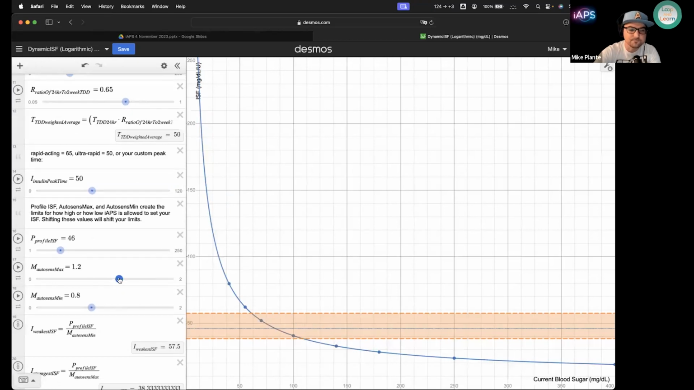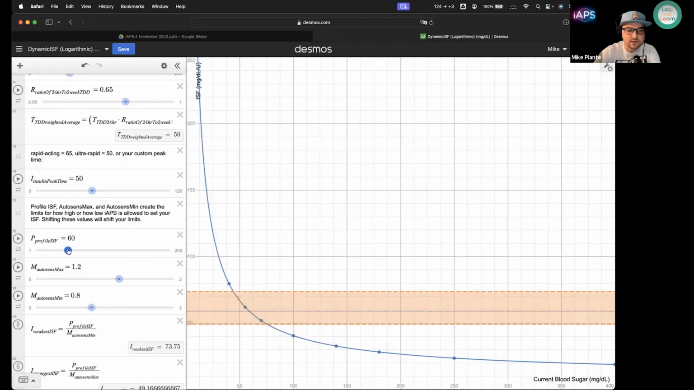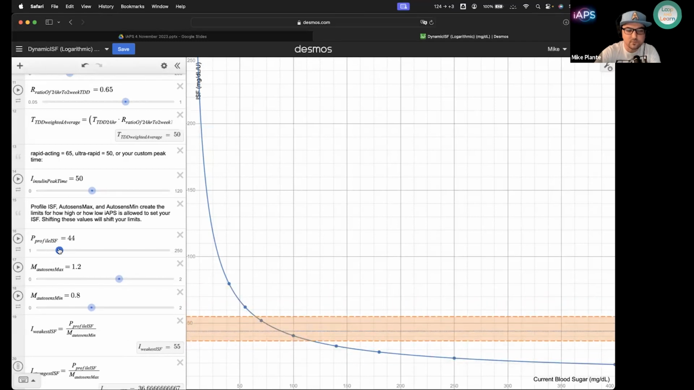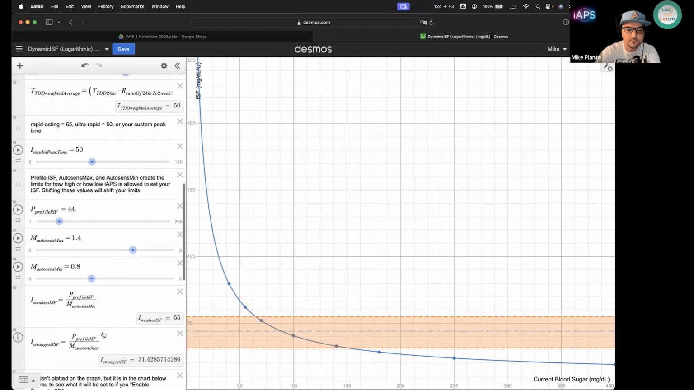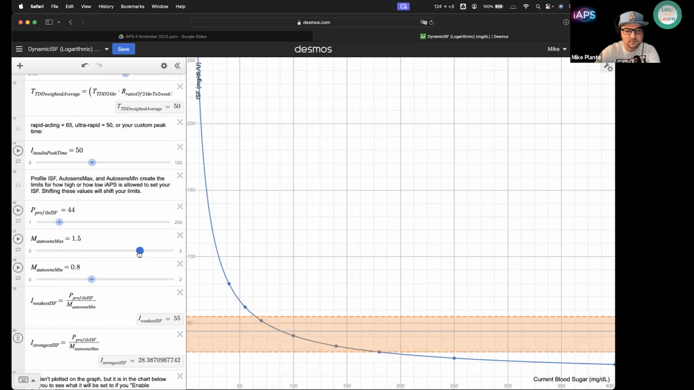Now for this highlighted section, it's mostly based on your profile ISF. So if your profile ISF is set to, say, 44, this blue line here is 44. And then the autosens min and max is what percentage above and below your profile ISF that it's allowed to set. So 1.2 would be 20% stronger ISF. So it can set your max. If you put it to 1.4, it would be 140% of your profile ISF as the maximum. You can see that down here too. It'll tell you the weakest ISF it's allowed to set and the strongest ISF. And as you change your autosens min and max, those values get bigger or smaller.